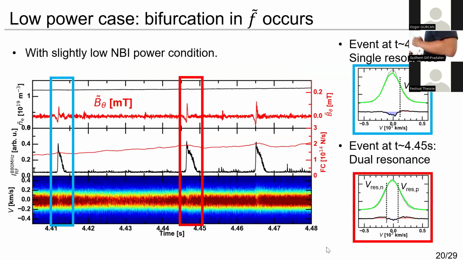However, if you look at the low power case, we have something more interesting. If you look at the point at 4.41 seconds over there, we have something similar to the previous event. So we have a single positive-negative pair of perturbation components with a single resonant velocity in the positive direction. However, if you look at the case at 4.45 seconds, we have another tail component in the negative direction. This gives us two different resonant velocities in the positive and negative velocity regions. So this kind of bifurcation can be seen in the low power discharge.